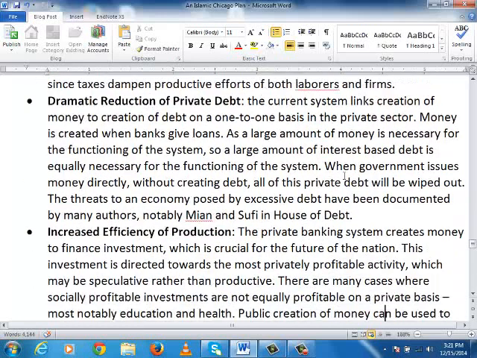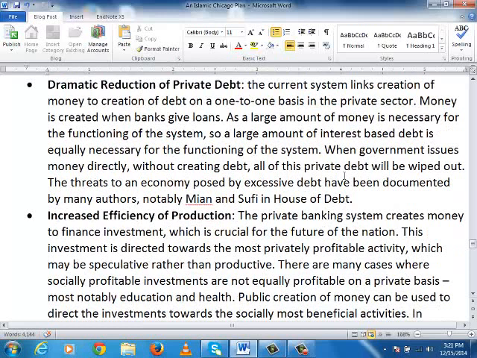At the same time also private debt will be reduced, because the system here is such that in order to create money you have to create debt. So now if the government is printing the money and money is being printed without debt, then the private sector debt will be much reduced. They will not have to borrow all that much money, because the money creation will be independent of debt creation.